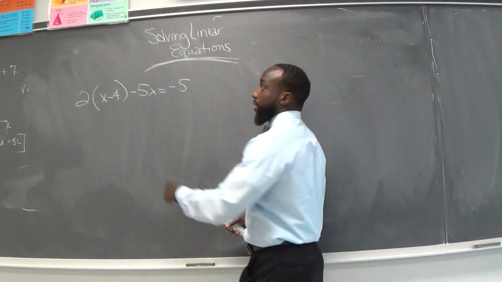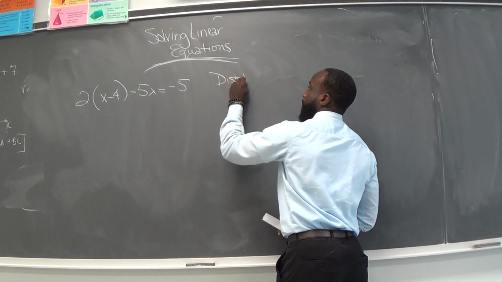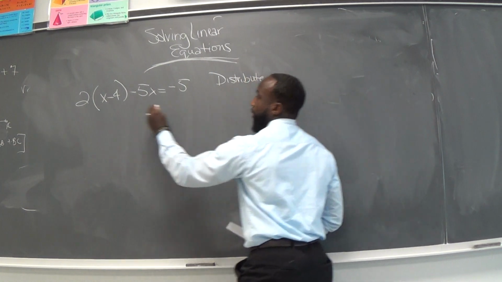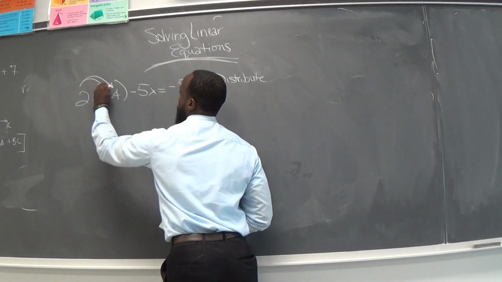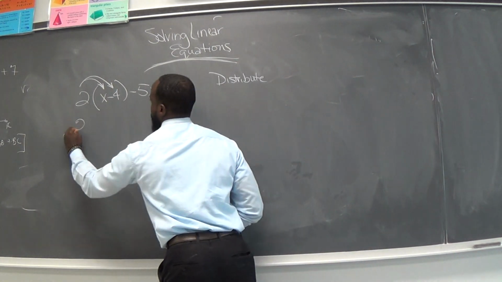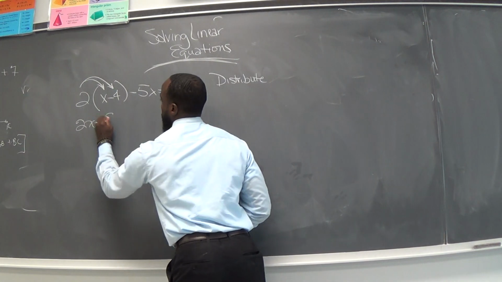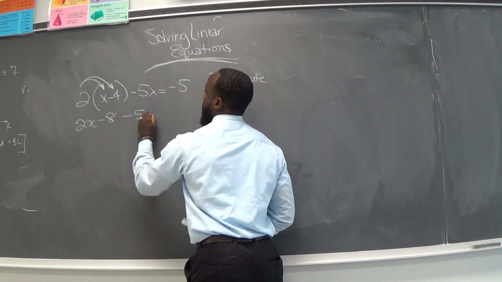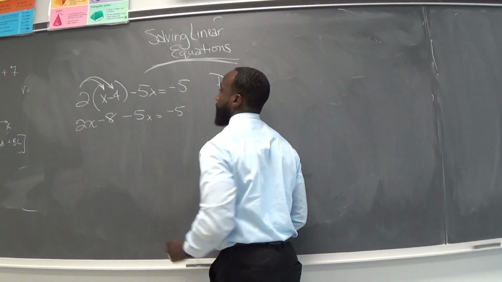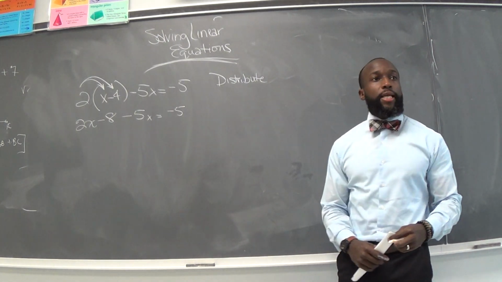So the first thing we want to do here is distribute, all right? So we're going to distribute this 2 through these parentheses. So we have 2 times x, 2x, 2 times negative 4, negative 8, minus 5x equals negative 5. Okay? That's step 1.